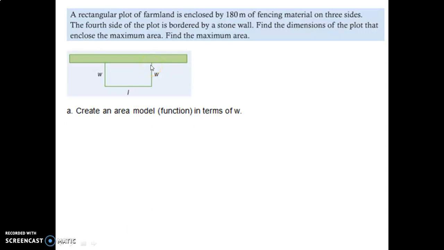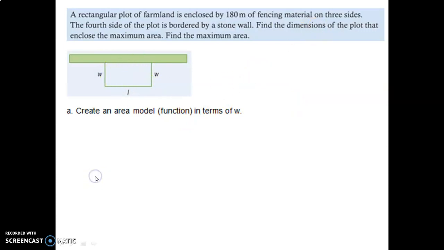Find the dimensions of the plot that enclose the maximum area. Find the maximum area. So notice we are trying to maximize the area here. Our constraint is how much fence we have, but we want to find out the maximum area. So you can do different lengths of fence, and of the infinite rectangles you create, only one will have the maximum area. So let's begin. Create an area model in terms of W. Okay, what would be the area model here?